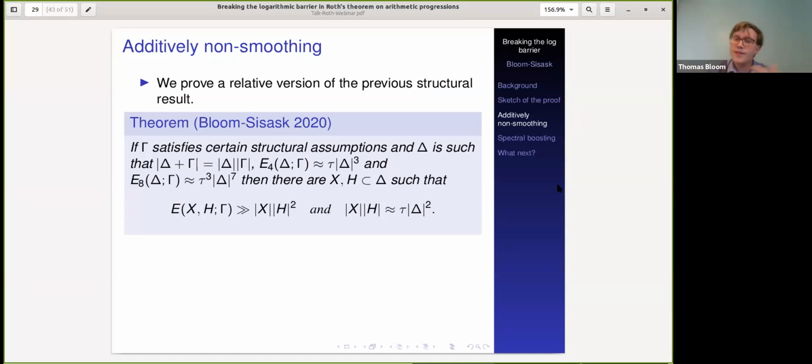And I get the same conclusion, there's x and h inside delta, so that the energy between x and h relative to gamma is almost maximal. And again, they have this, the product of the size is restricted.